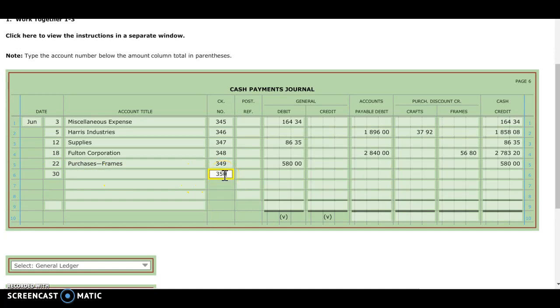Okay, so I'm going to do this a little bit backwards because this always seems to help me. I'm going to put my check in first, and then I'm going to put in what my check was written for. So the check was written for $102.10.